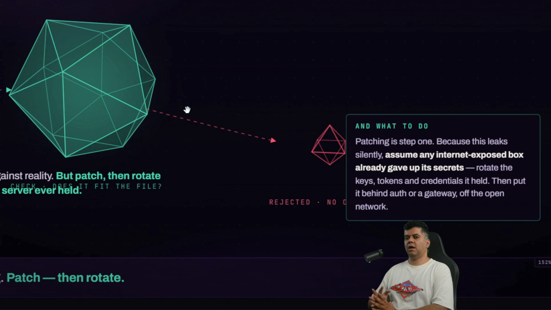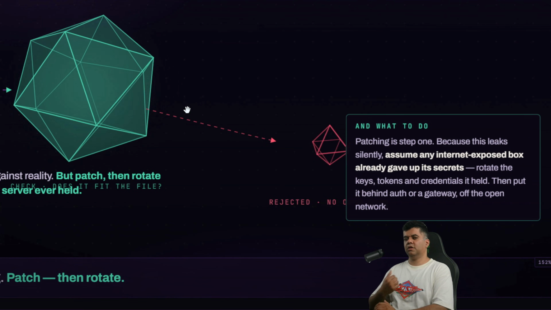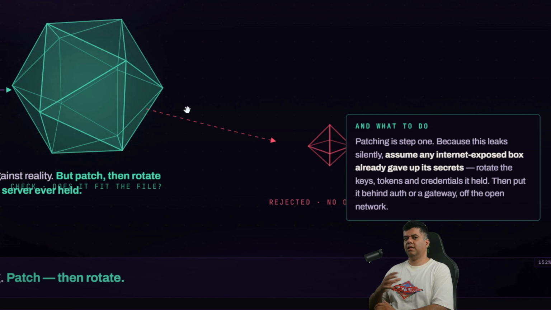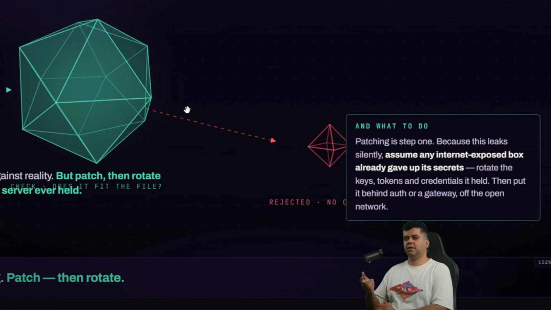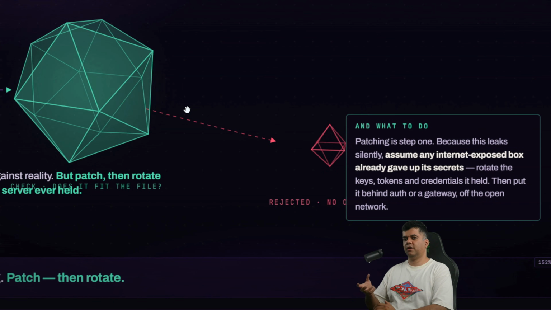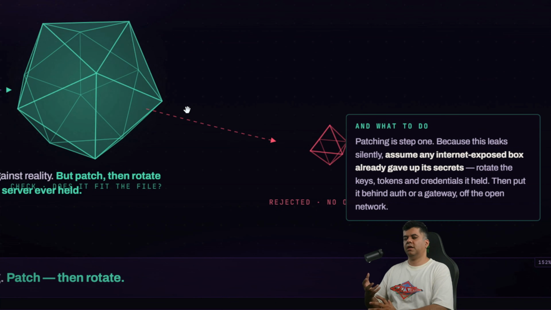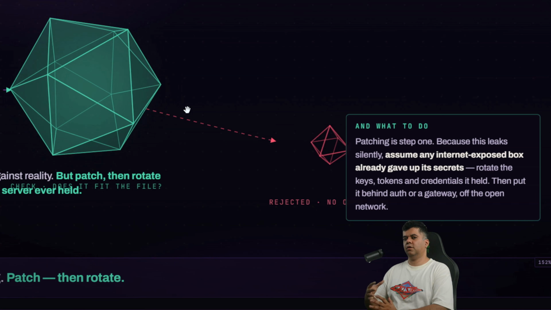So if you've been running LLaMA, then patching is only the first step, because with this kind of a memory leak, you have to assume that any internet exposed server already gave up its secrets. So make sure to rotate the API keys, tokens, and credentials that were in its environments. Then make sure to put it behind authentication or a gateway, and don't leave it listening on the open network.